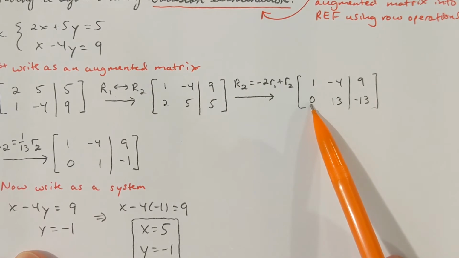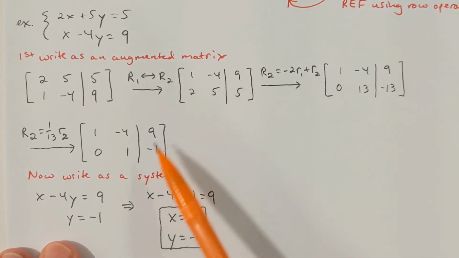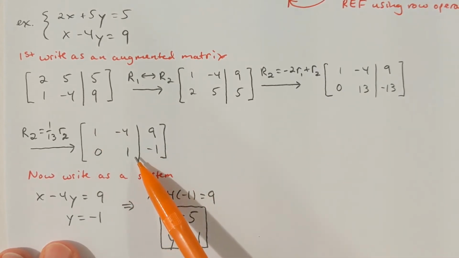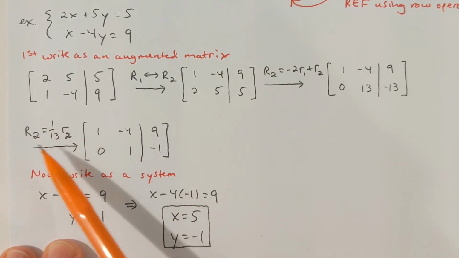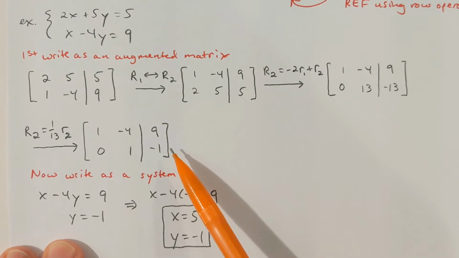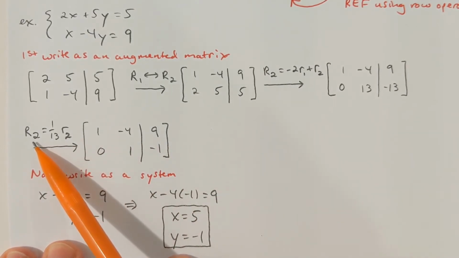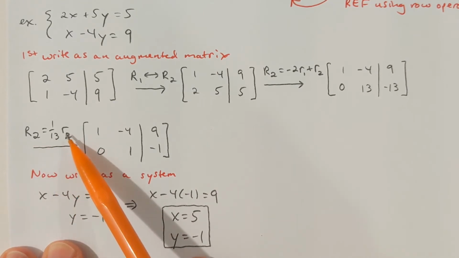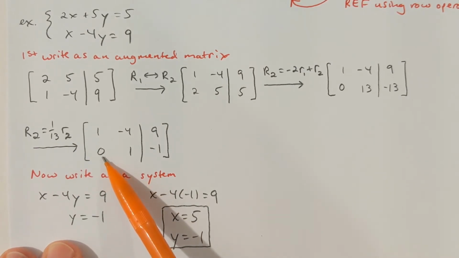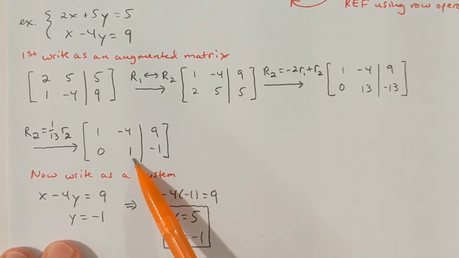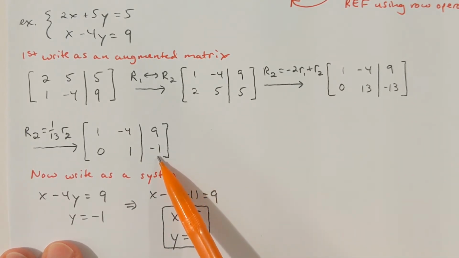Column 1 is now set, and the next thing would be to get this 13 to turn into a 1. Again, I'm trying to get 1s down the diagonal. I have a row operation that allows me to simply multiply a row by a number, and that's what I'm going to do next. I'm going to take row 2, which is going to be new now, and multiply the old row 2 by 1/13. 0 times 1/13 is 0. 13 times 1/13 is 1. Negative 13 times 1/13 would be negative 1.